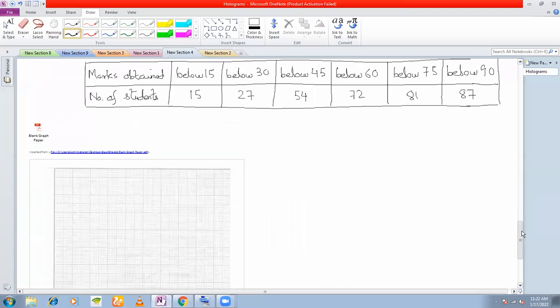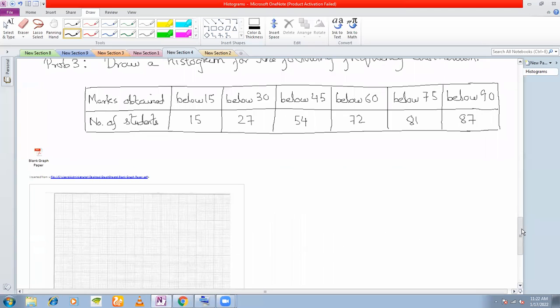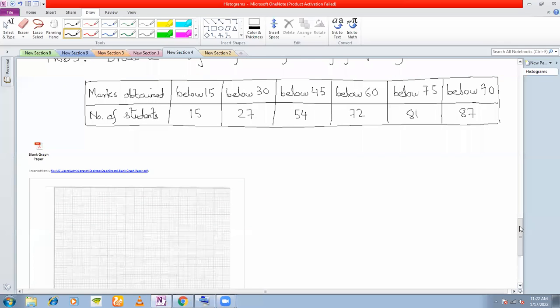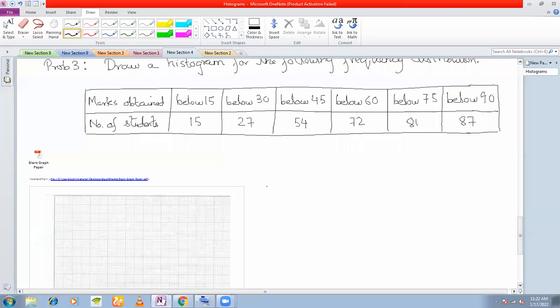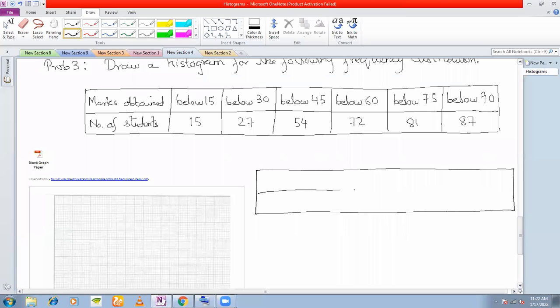Now this question here requires a little bit of common sense. If you see, instead of the class boundaries or the class limits, what is given is simply written as below 15, below 30, below 45, and so on. In this case, a little bit of extra work needs to be done. We need to construct the frequency distribution here. And how do we construct the frequency distribution? We need to understand what we mean by below 15.